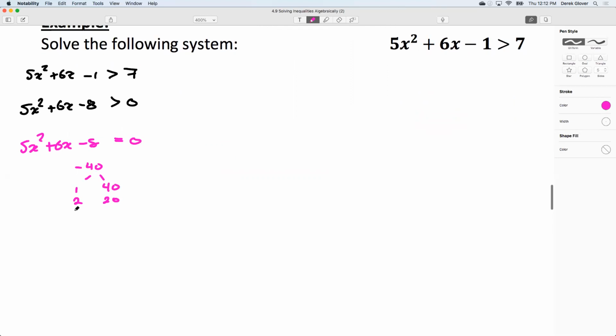There won't be 3, but there's 4 and 10. And I guess there's 5 and 8, and I think we can stop here. We need a combination that's 6 apart. It needs to add to positive 6 and multiply to minus 40. I think minus 4 and 10 is going to fit the bill. And the reason why is they're 6 apart. 10 minus 4 is 6, but 10 times minus 4 is minus 40.